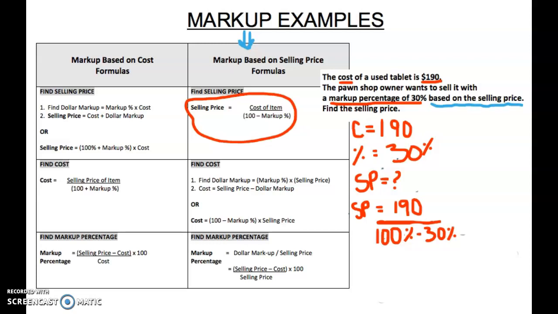Okay, so we plug in what we know into the formula to find our selling price. Our cost is $190, so that's the value that goes upstairs. Then downstairs we take 100 minus your markup percentage. So 100% take away my 30% markup percentage goes in the denominator. We simplify the denominator by subtracting 30% from 100%. That leaves me with $190 divided by 70%. Remember, when you're actually doing your final computations, you don't use the 70%, you divide it by 100. So I have 190 divided by 0.70.